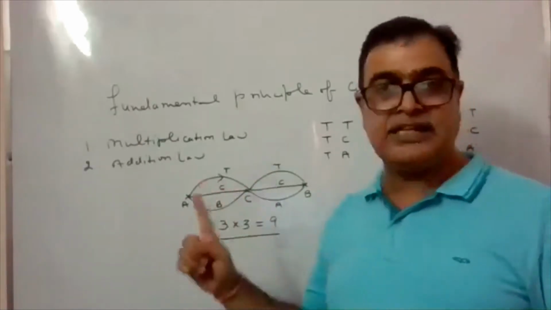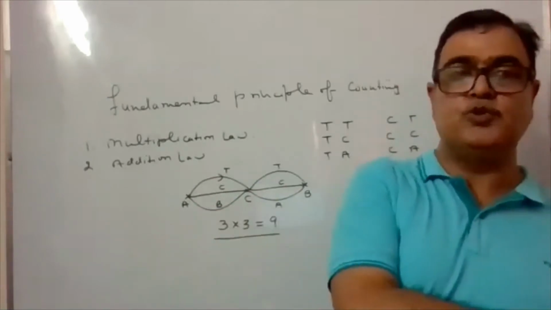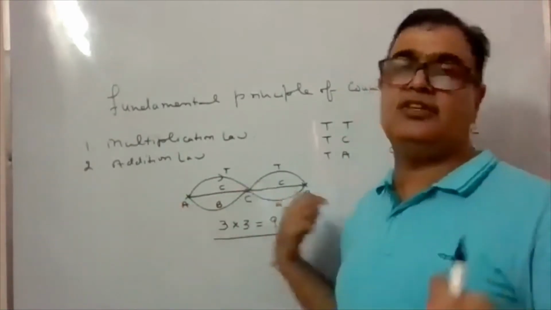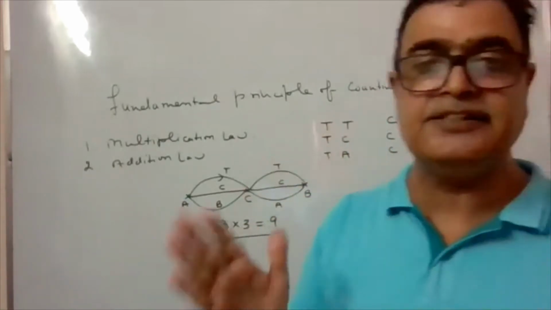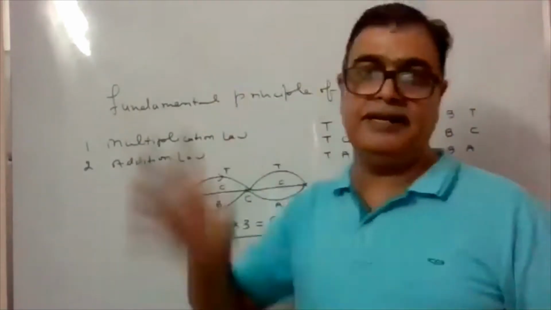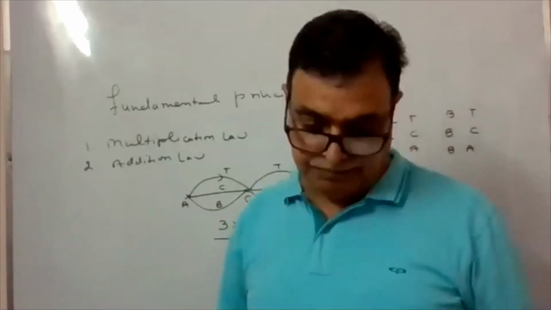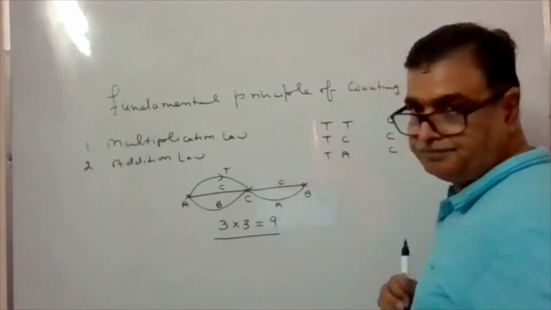That means AND is coming. First we will go from A to C, then we will go from C to B. That means this has to take place and this has to take place. So total ways will be 3 into 3. There are 9 cases in all, and we will say this is called the multiplication rule. Now write down what the multiplication rule says. By the way, if it is only 2 ways, what change will be here?